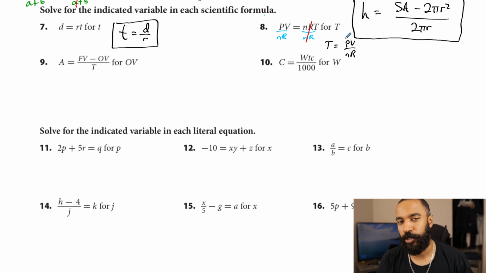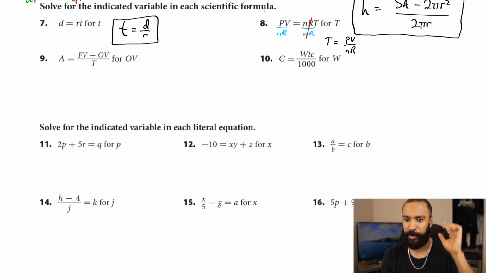You can get the absolute temperature of your gas by taking gas's pressure times its volume divided by the number of moles of that gas times that constant, the gas constant, which of course is the same for all gases. Whatever it is, I can't remember.